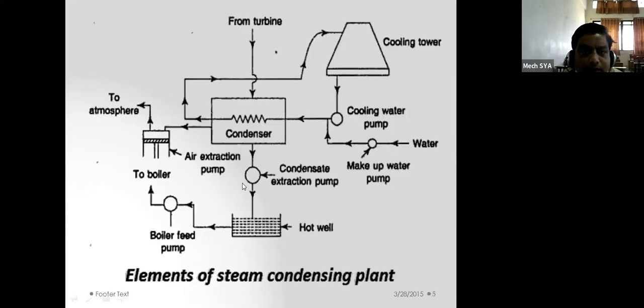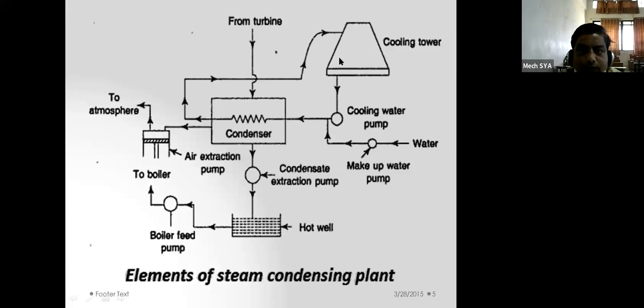And then the elements of the condensing plant we have discussed a lot. So this is a cooling tower. When do we have to use a cooling tower, and when should it not be used? Anybody of you? So when the water quantity is limited, when limited water supply is there, then we have to reuse the water again and again. Then we have to use the cooling tower.